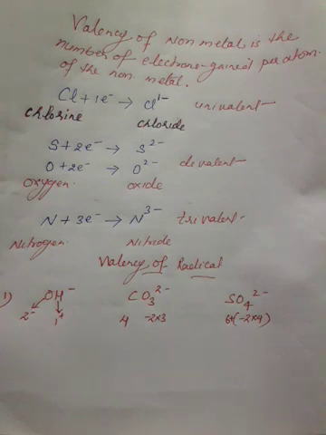So take the example of carbonate. Carbonate is made up of one carbon and three oxygen atoms. So this is an example of what? Compound radical. So this point is clear.